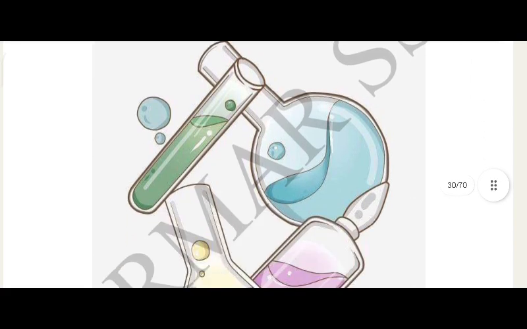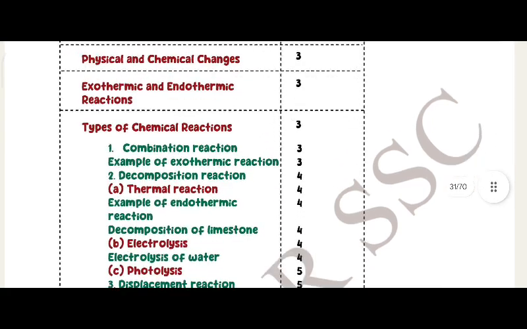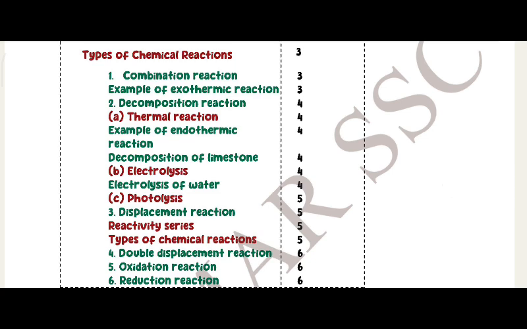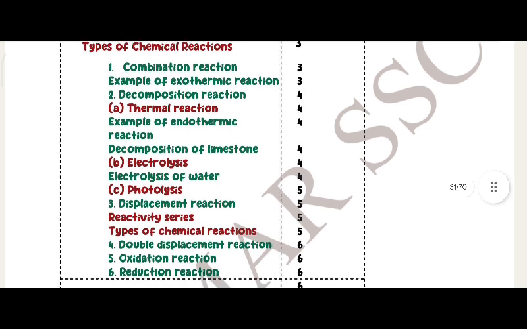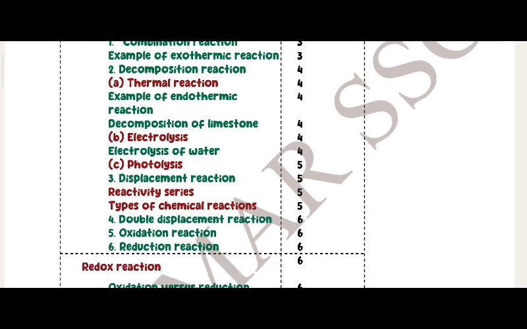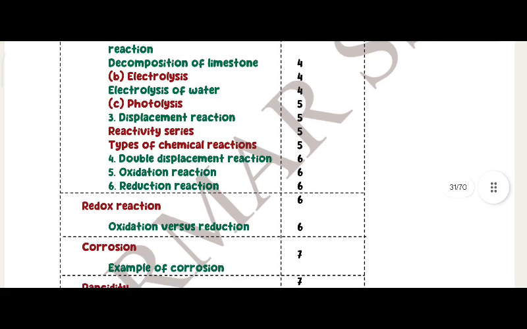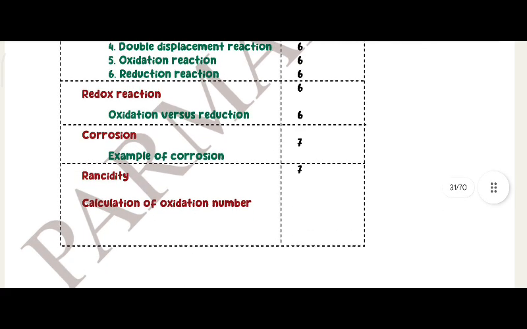Chemical reactions. Physical and chemical changes, exothermic and endothermic reactions, types of chemical reactions, combination reaction, example of exothermic reaction, decomposition reaction, thermal reaction, example of endothermic reaction, decomposition of limestone, electrolysis, electrolysis of water, photolysis, displacement reaction, reactivity series, double displacement reaction, oxidation reaction, reduction reaction, redox reaction, oxidation versus reduction, corrosion, example of corrosion, rancidity, calculation of oxidation number.